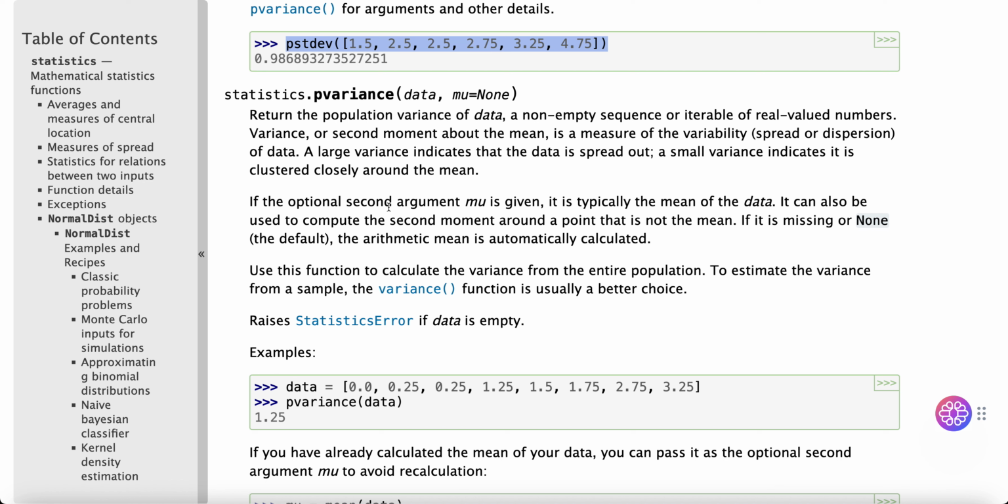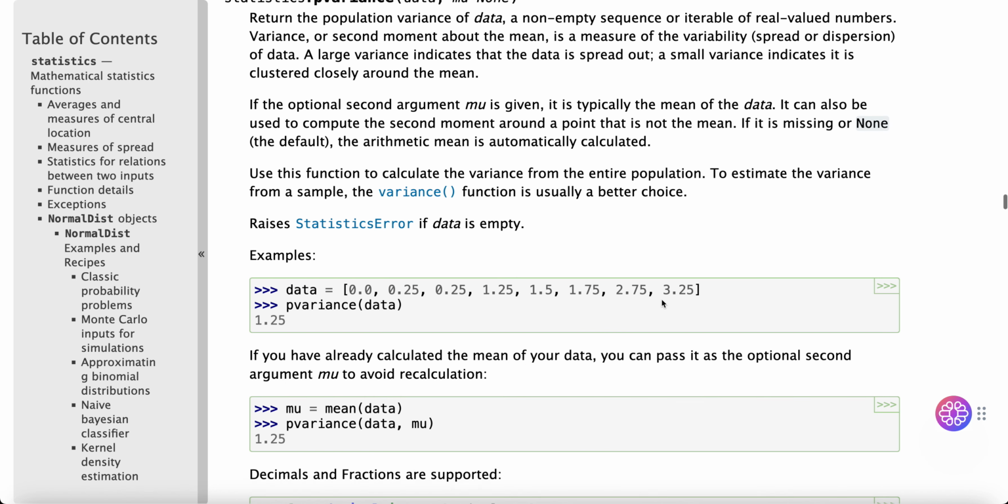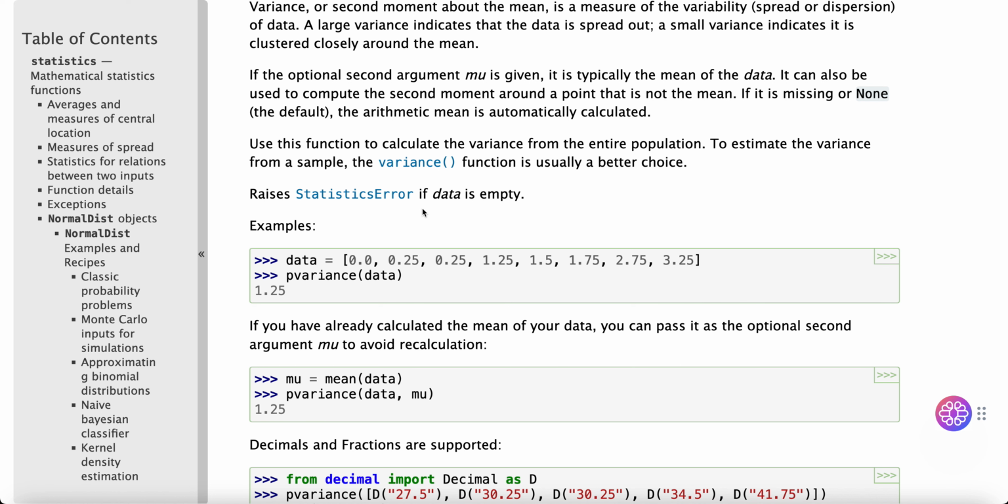If the optional second argument mu is given, it is typically the mean of the data. It can also be used to compute the second moment around a point that is not the mean. If it is missing or None, the arithmetic mean is automatically calculated. Use this function to calculate the variance from the entire population. To estimate the variance from a sample, the variance function is usually a better choice. Raises StatisticsError if data is empty.